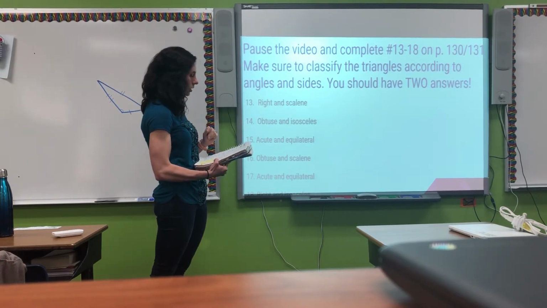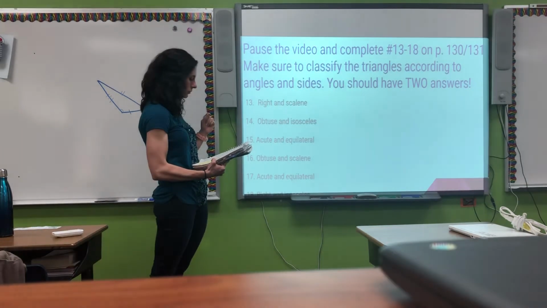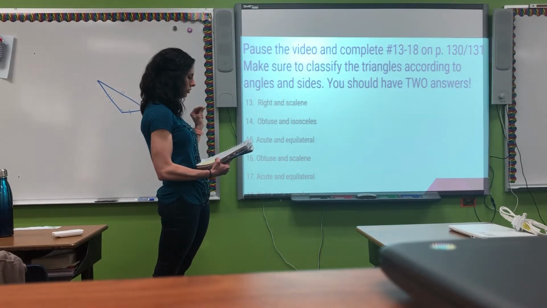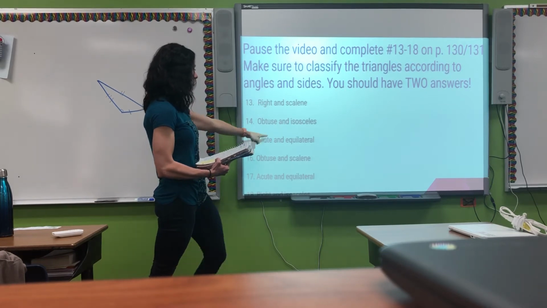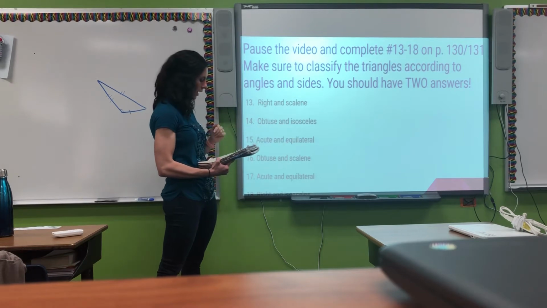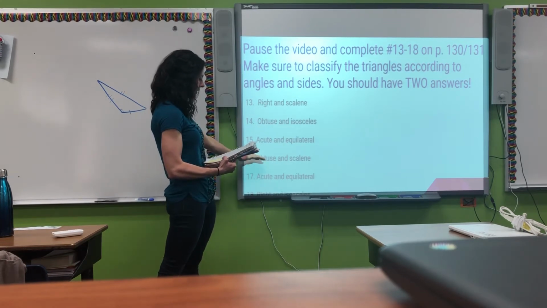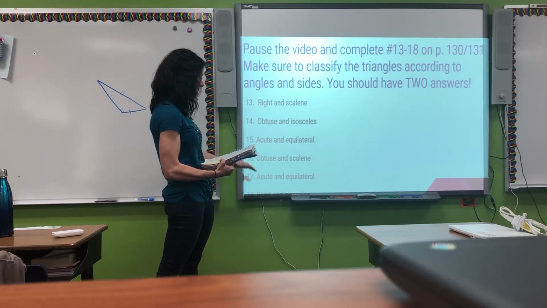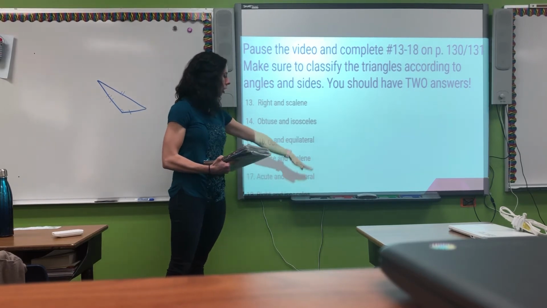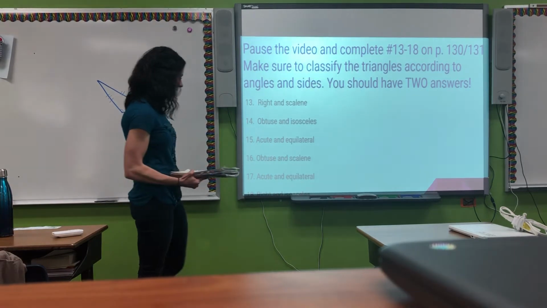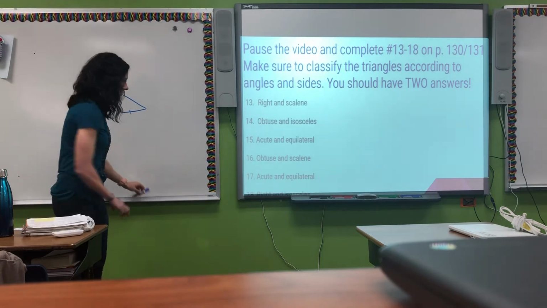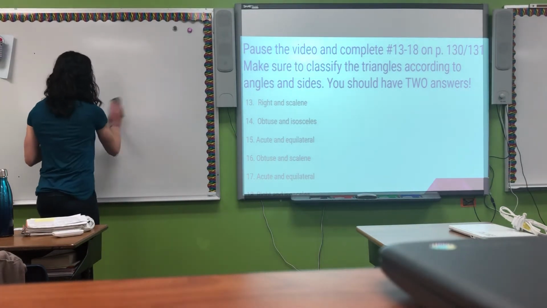On 14, there's one obtuse angle. That angle towards the bottom is obtuse. And then it's isosceles. You've got the two hash marks. And then on 15, it's acute. All three angles are acute, and all three sides are equal, so equilateral. 16, one obtuse and scalene. None of the sides are equal. 17 is acute. All three angles are acute. All three sides are equal, so equilateral. And then that last one, sorry that you cannot read that, is right.